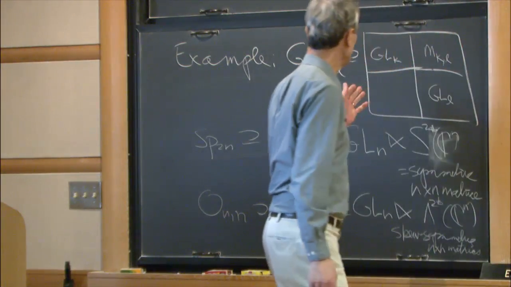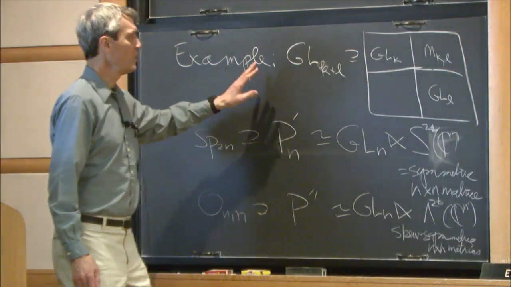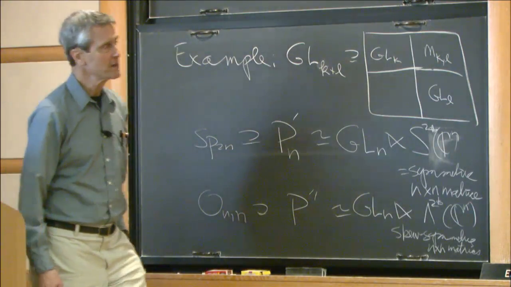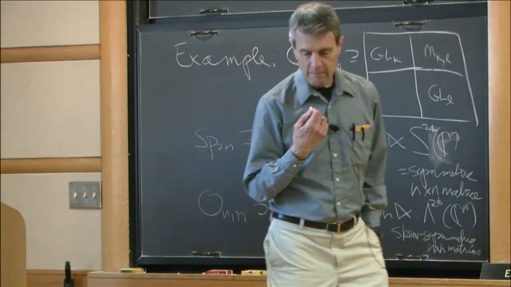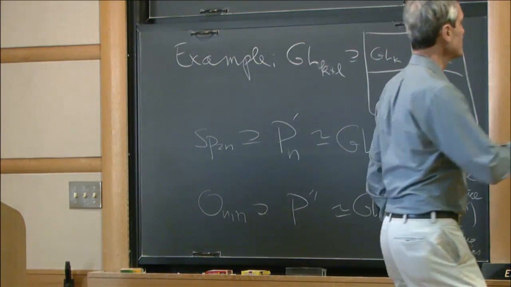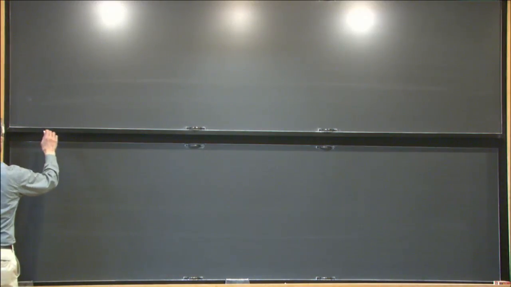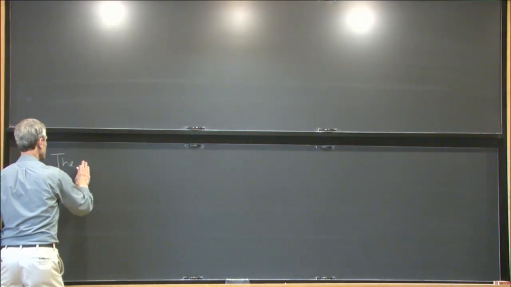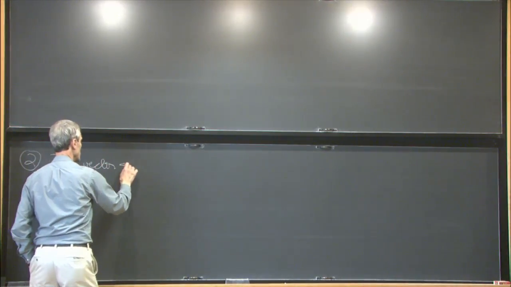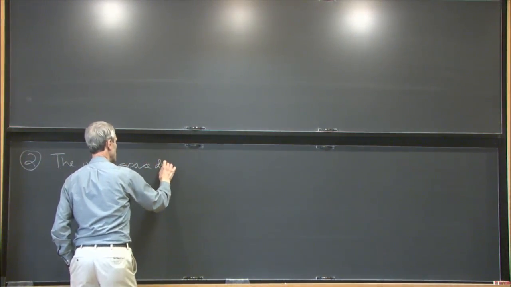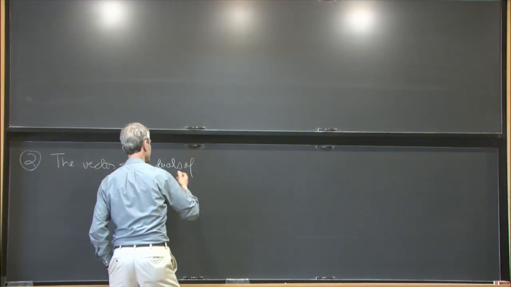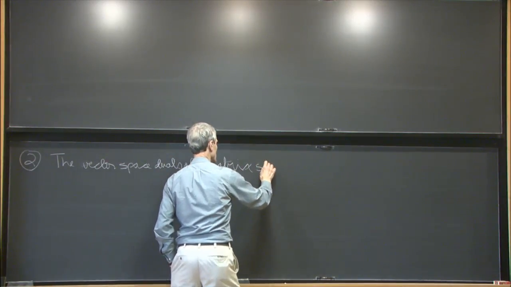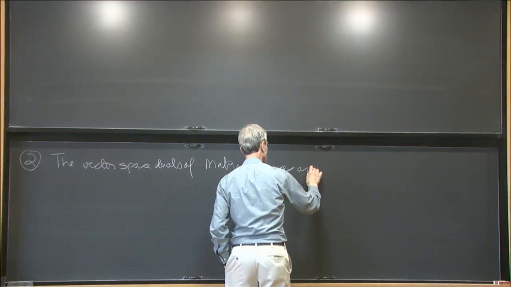Okay, so we have these big matrix groups inside the classical groups, and a second point is that the duals, the vector space duals, of matrix spaces are again matrix spaces.